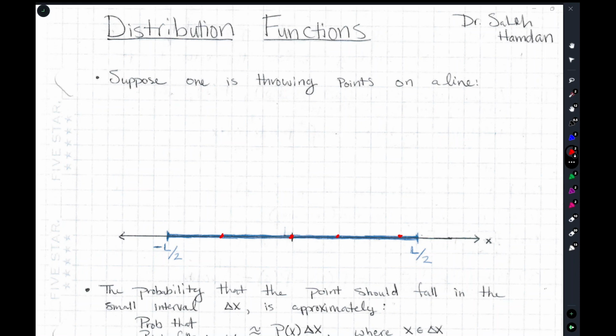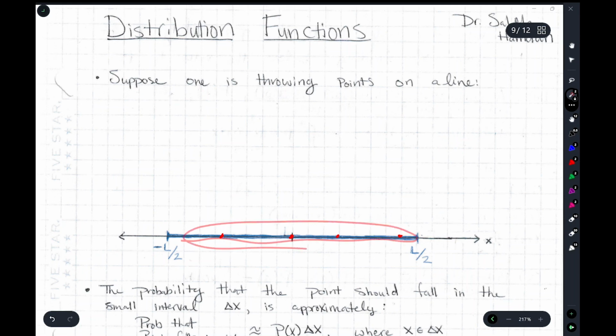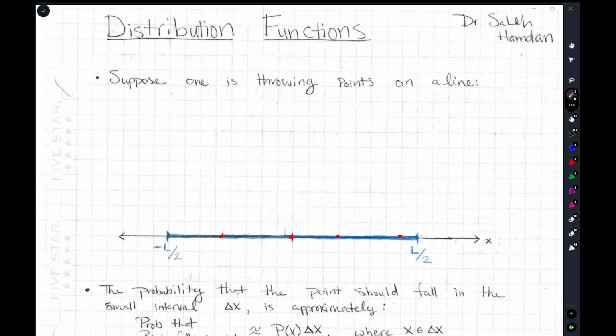You might have learned in the past that probability is, say flipping a coin, there's heads or tails. Heads is just one of the two options, so 1 over 2. Well, how many options do you have over here? You have an infinite amount of options. So in a sense, the probability that the point will land at any one point is 0, in a sense.